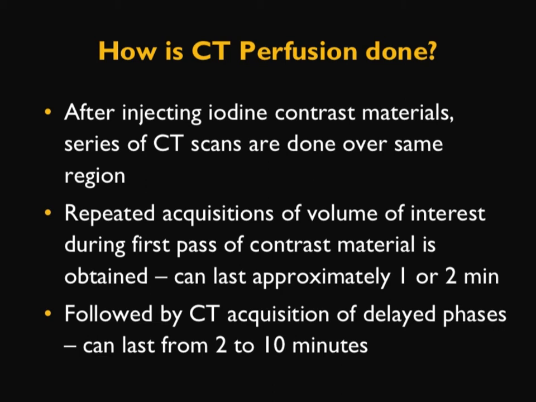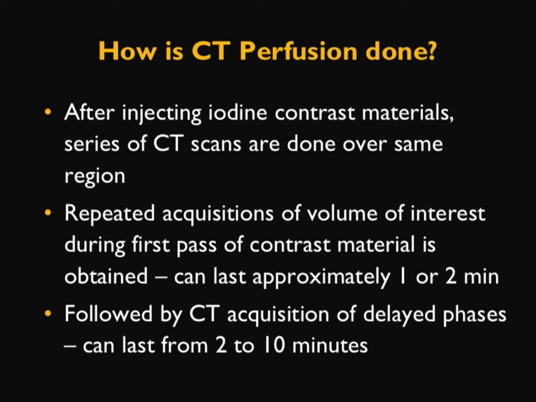CT perfusion is done as follows. Like any other CT scan, the patient is prepped, and then the perfusion protocol includes injecting iodine contrast material and obtaining a series of CT scans over the same region. That is different from other CT procedures, where the scan is usually done as one acquisition across the region of volume. Whereas in CT perfusion, the same scan volume is scanned repeatedly.